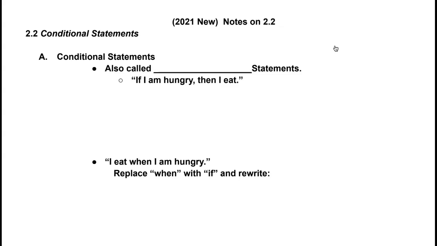All right, so here we go. 2.2 notes are on conditional statements. So again, have this sheet out and fill it in while I talk through it. 5 points for this, 5 points for the Edpuzzle answers, and 5 points for the Delta Math at the end. So lots of points today, but they're easy to get.